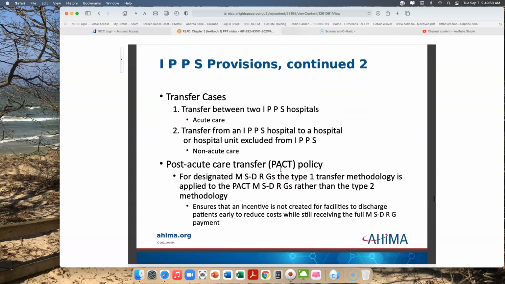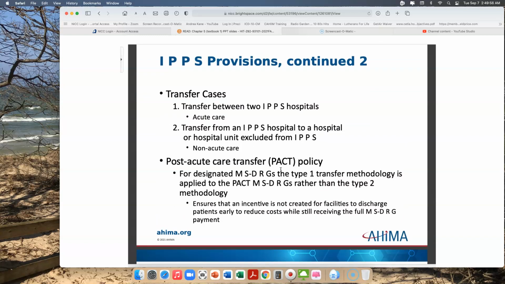All right, transfer cases. This is where it gets tricky and why you need to have the correct discharge disposition on every single case before you bill it. Transfer cases, when you're transferring between two inpatient prospective payment system hospitals for acute care, or when you're transferring from an inpatient prospective payment hospital to a hospital or hospital unit that's excluded from IPPS, meaning non-acute care, you fall into what's called transfer cases, and they have different methodologies for that.